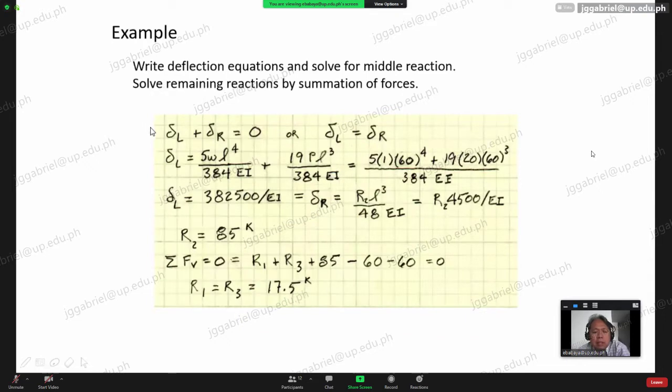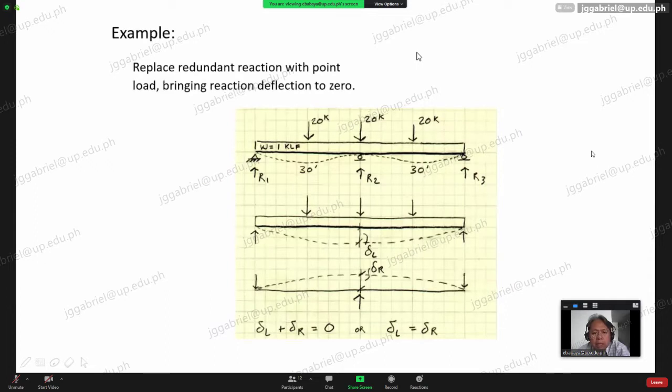Okay, with our example, delta L, let's look back now. You have 3 concentrated loads spaced equally from the left. So this is 15 feet, 15 feet, 15 feet, 15 feet. That's 20 kips. What do we mean by 20 kips?